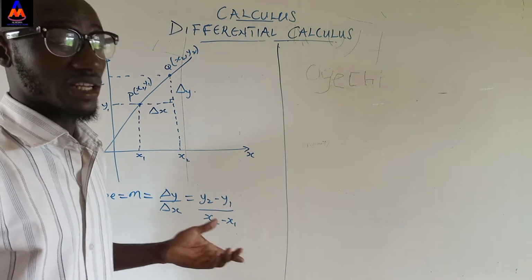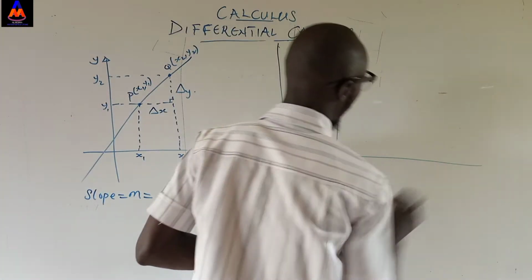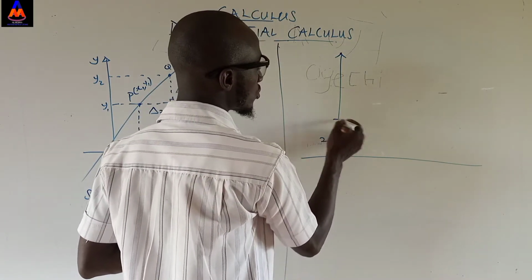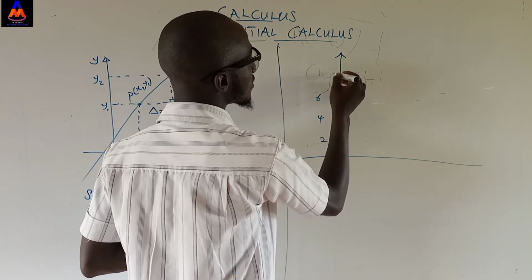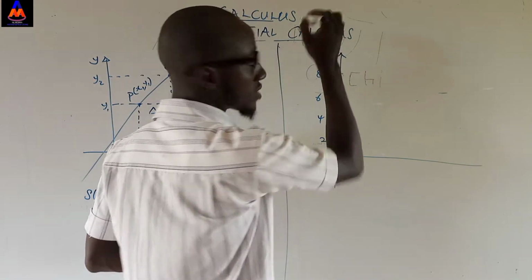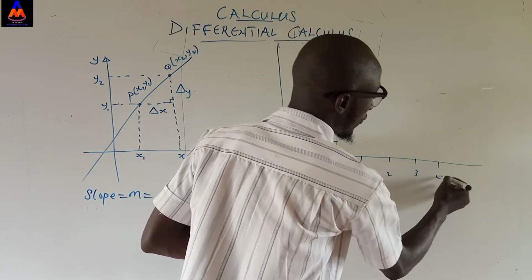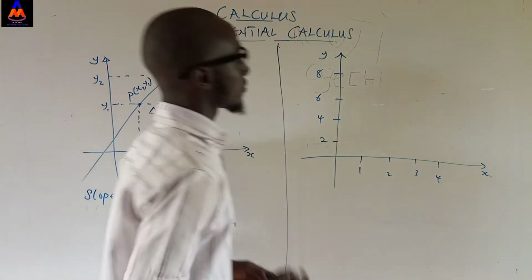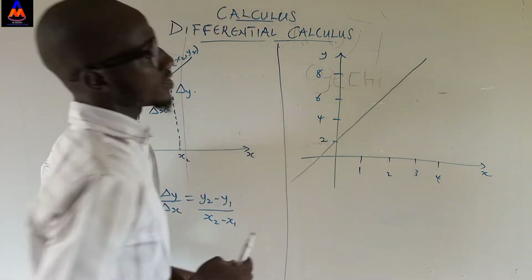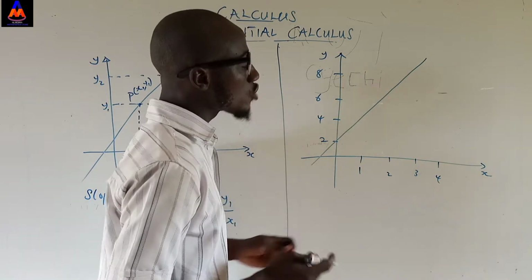Let's give ourselves an example to explain that. Let's assume that we are given a graph, or we have plotted a graph, and the graph gives us the values of y to be 2, 4, 6, 8. Of course, we can also have the x-axis. This one is the y-axis. Let's say this one is 1, 2, 3, 4, for instance. This is my x-axis. And you have plotted a graph that looks like this. Then you have to find the slope of this graph.